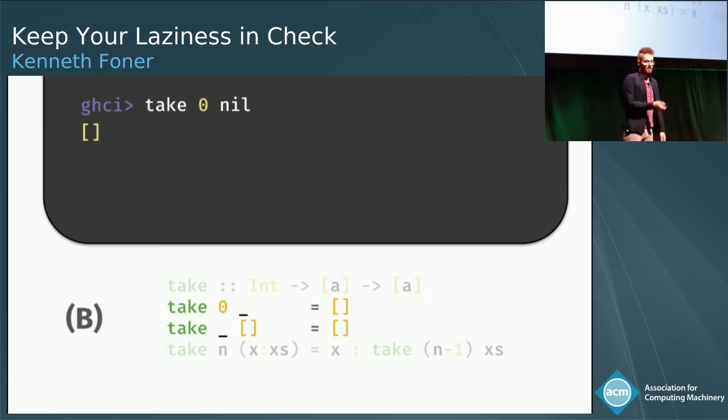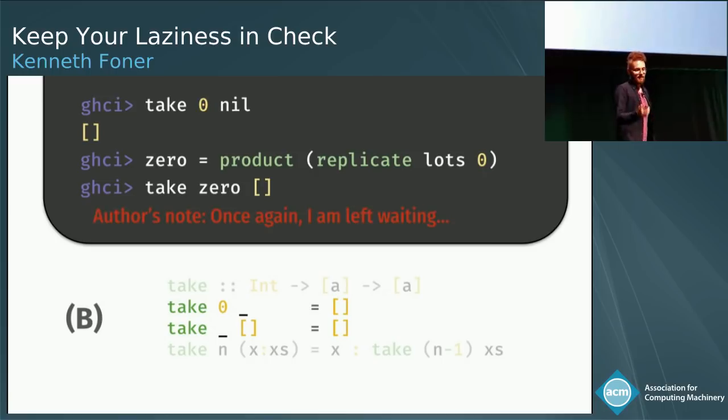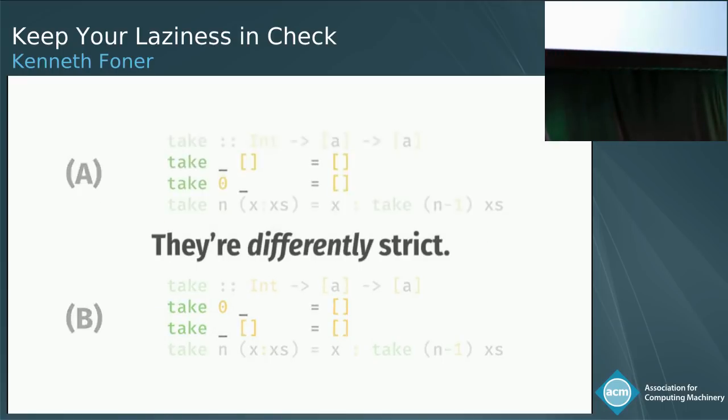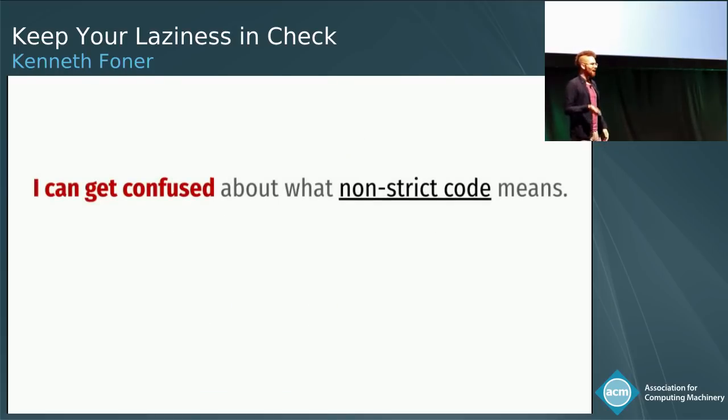So what about the other one? Well, this one works when I give it this really, really heavy, expensive empty list. But say I make a really expensive 0, and I take 0 from that empty list. Well, once again, I don't know what to do. And these functions are differently strict. One isn't stricter than the other. One is really strict in one argument, one is really strict in the other. They evaluate in different orders and to different degrees. And I find this confusing.